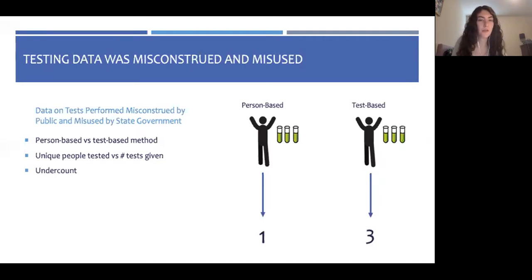So in this example on the right, let's say there's a person who's tested 3 separate times. Under a person-based method, that person is counted once in the finalized metric as they are one unique person. However, using a test-based method, each of those 3 tests that person received is counted separately and their finalized metric is 3. And so it's easy to see how using a person-based method, which is what Oregon did, could lead to a large undercount in the number of tests performed, especially if people are tested more than once.